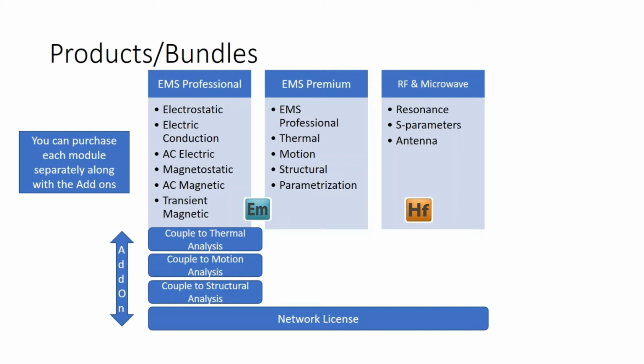Now you can purchase each module separately, and there are also some add-ons that are available for some or all of these modules. You can couple them to a thermal simulation, to a motion simulation, or to a structural simulation. All of these can be purchased additionally as an add-on. Now we offer both activation as well as network license. EMS comes standard with activation license, and for an additional fee, one can upgrade to a network license.